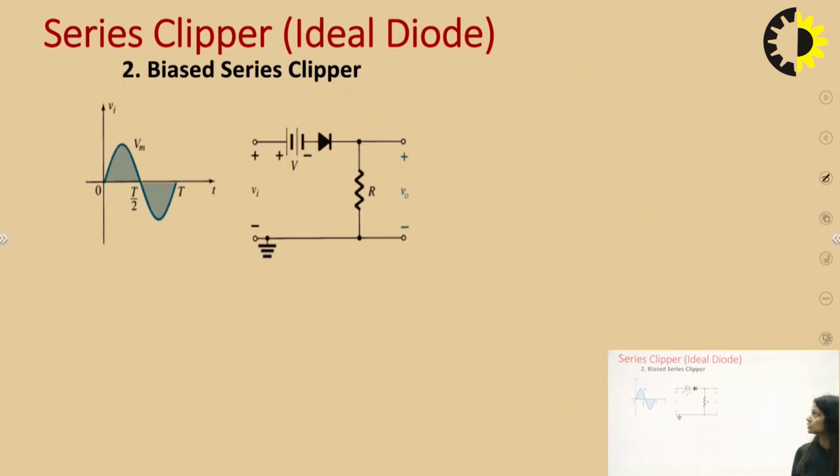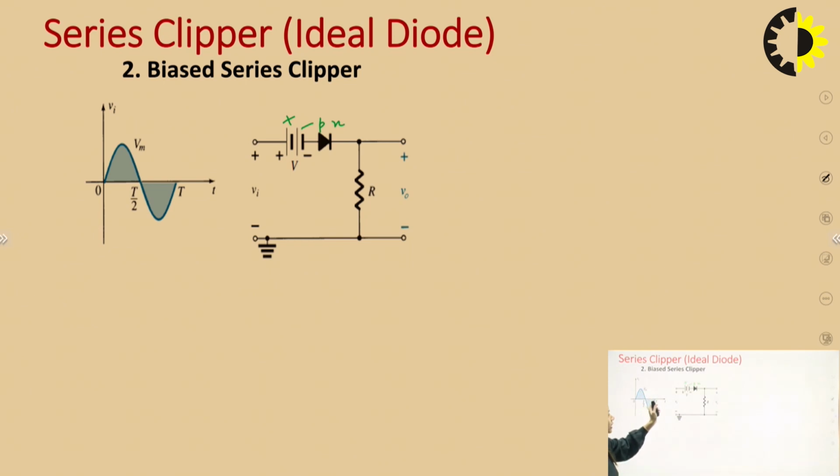Okay. Now coming to the next numerical, the biased series clipper. In this, it's a series clipper because the output we are taking again across the resistance. But here we have done some biasing to the diode, and this particular biasing is such that the negative terminal is connected to the P of the diode, and hence this particular voltage, connected in series with the diode, is reverse biasing this diode. Okay, because the negative terminal is connected to my P terminal of the diode.